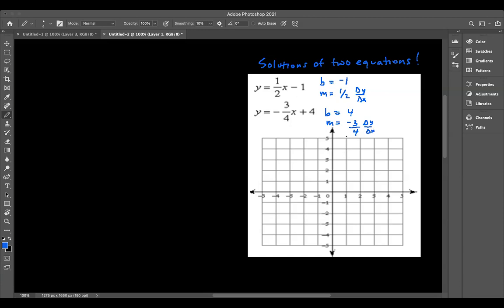All right, so then all we have to do at that point is graph it and see where they cross to tell me what the solution of the two equations is. Now, when you get to ninth grade, you'll learn there are other ways to do this other than just doing this.